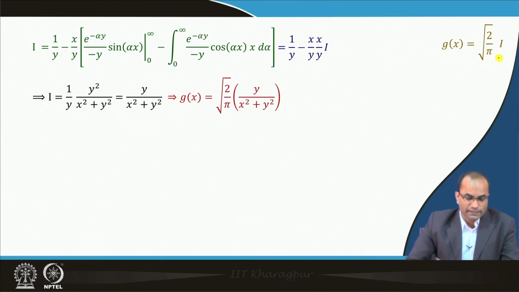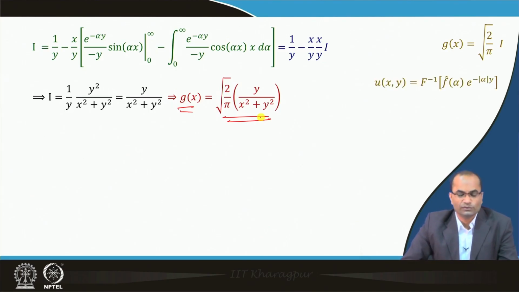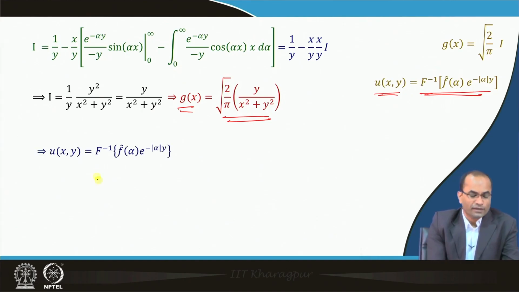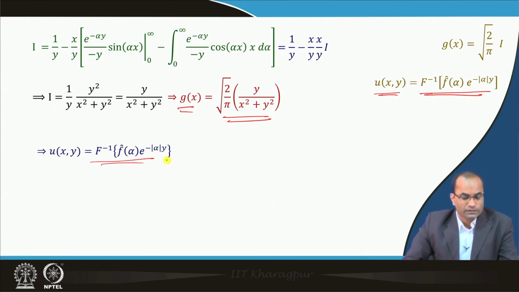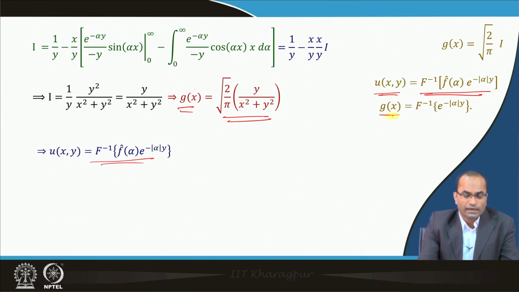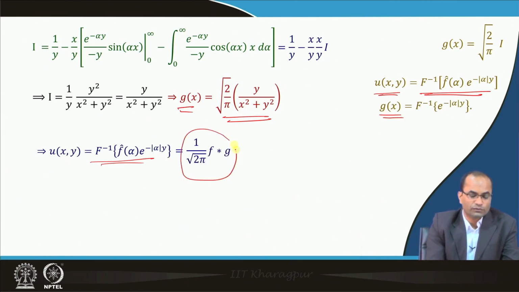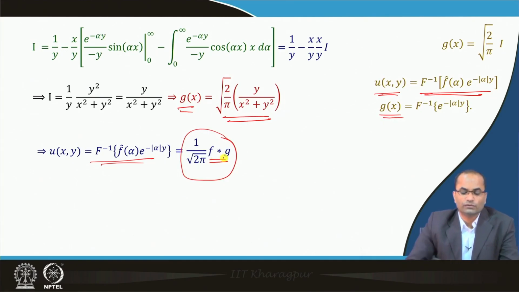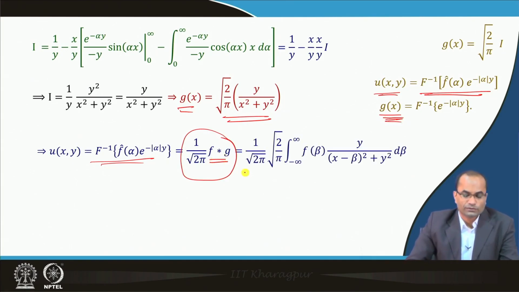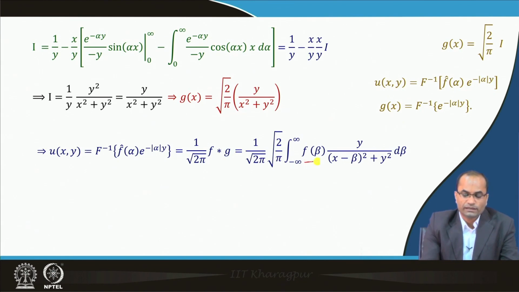So, we got the g x, and having this g x in hand, we can easily write down the solution, because u x y is f inverse of this one, and using this convolution theorem, what we have is that this is 1 over square root 2 pi f star g, and we know g and we know the f. So, the solution is simply f of beta, y over the shift will be for the argument of g. So, that means x will be now x minus beta and then y square d beta.